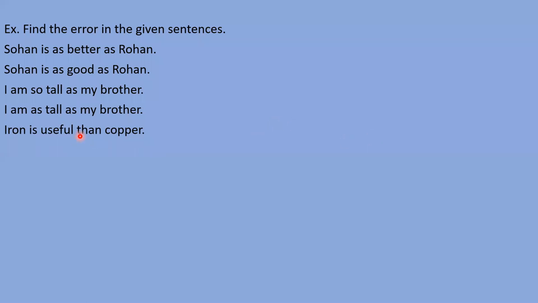So you can see that "then" is there. So we need to use the comparative degree, the second degree, and "useful" is the first degree. So we need to say this sentence: Iron is more useful than copper. Iron is more useful than copper. Okay.